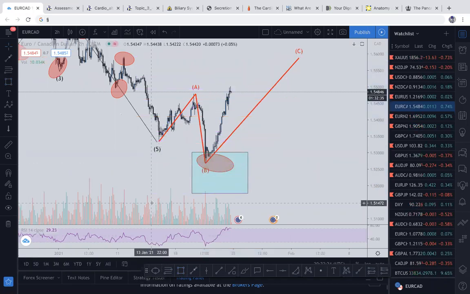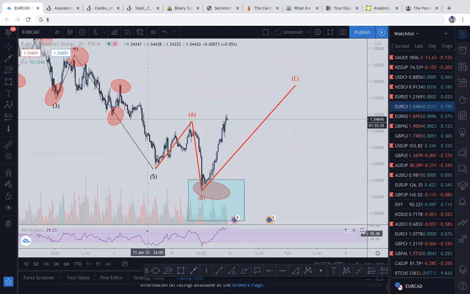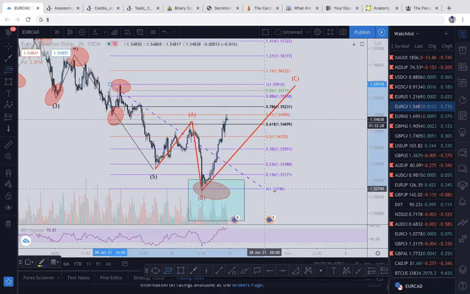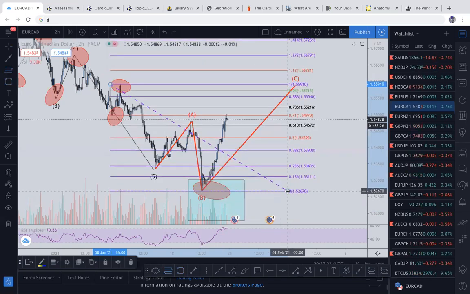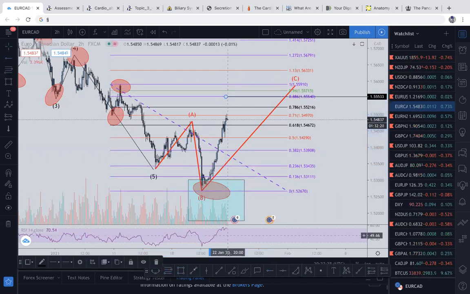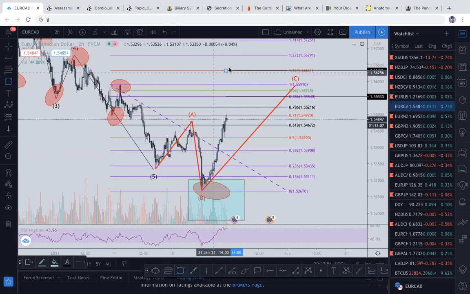The next thing you do is put your fib from the X area back to the C area, and you're going to mark 0.886, and you're going to mark 1.1, 1.13. And that will be your D entry point. You're going to put a box there.